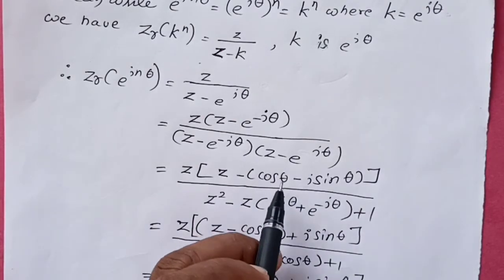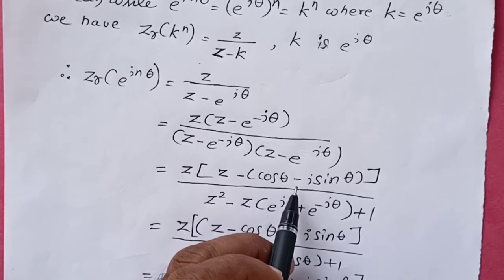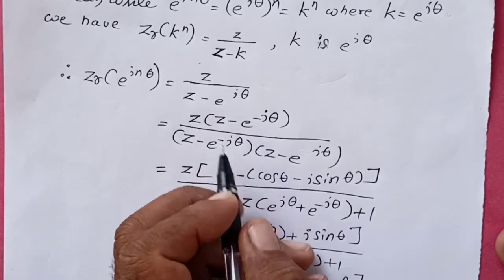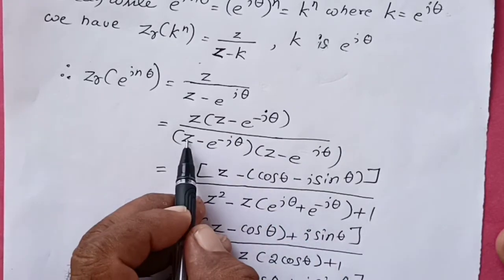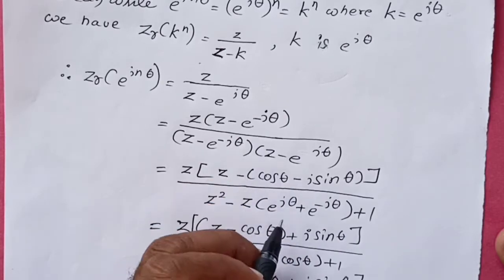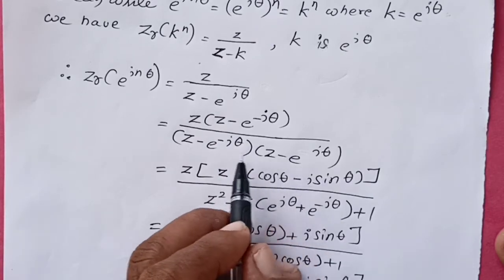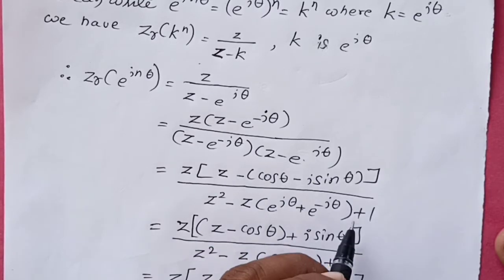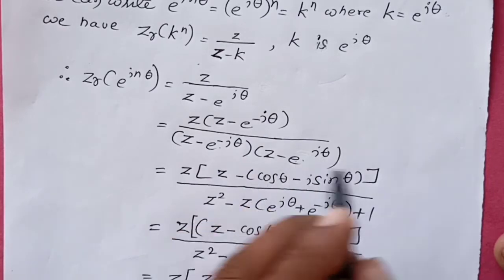So, as I told earlier, cos theta minus i sin theta is nothing but e raised to minus i theta, divided by z into z square. Next z common, minus z e raised to minus i theta, this plus into minus is minus. Next again this z into this z, so minus e raised to i theta and minus z, plus 1. So e raised to minus i theta into e raised to i theta.